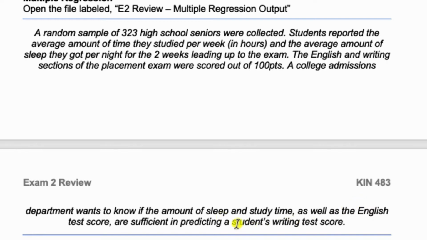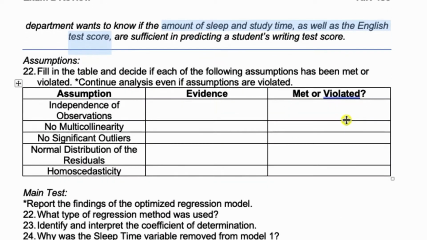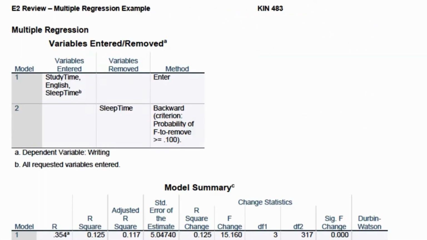So, because the predicted variable in this case is the writing test score, and we have a prediction, we know we're looking at a regression. Test score would be our dependent variable, and then amount of sleep, study time, and English test score would be our independent variables. So let's go ahead and look at our output for this.